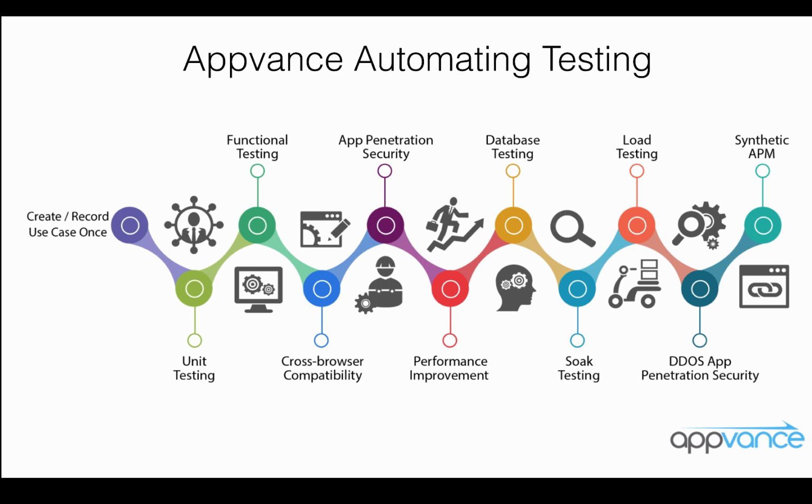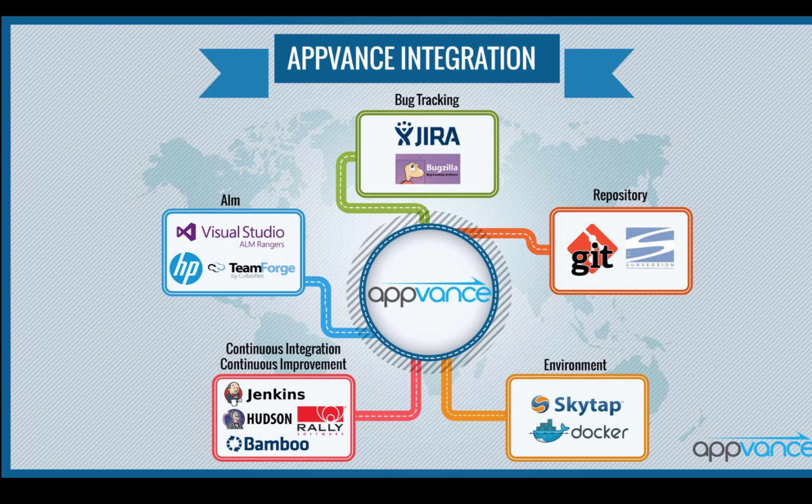Our philosophy is this: create one UX level script and reuse or repurpose it for all types of tests, including functional, performance, security, and app penetration, and even synthetic APM on the back end. How do we do this? We leverage all types of integrations, from storing scripts in a repository like Git or Subversion, kicking off tests from a CI tool like Jenkins or Bamboo, or even deploying in an environment like SkyTap or Docker.